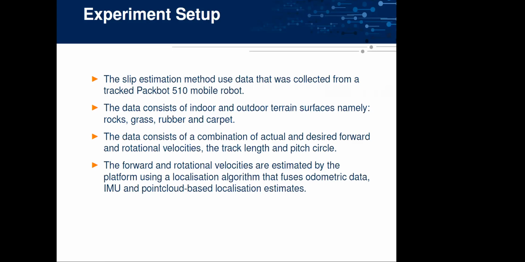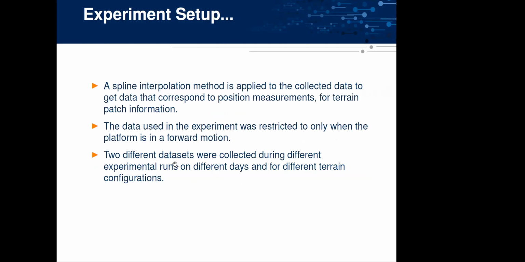I only retrieved the forward velocities and the rotational velocities as values. And then because of the different sensors on the platform and the different rates of sensing, I had to use a spline interpolation method on the collected data, so that the data corresponds to the position measurements.